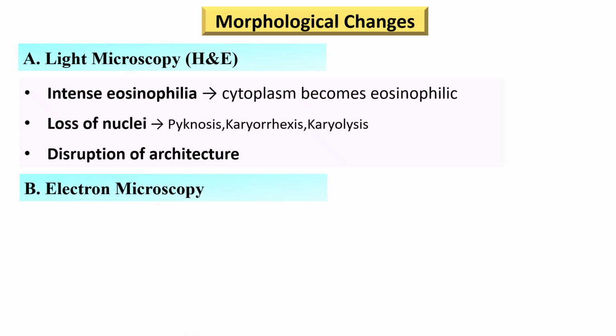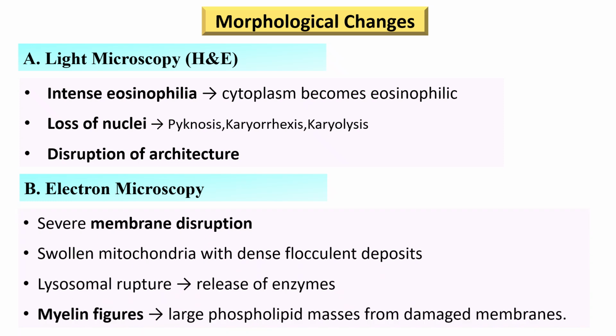What are the electron microscopy features you see in the case of irreversible cell injury? First thing is there is severe membrane disruption. The mitochondria are swollen with dense large flocculent deposits in the mitochondrial matrix, and there is lysosomal rupture leading to release of enzymes, and you will be able to see myelin figures, which are large phospholipid masses formed from the damaged membranes. Myelin figures are a characteristic feature of both reversible and irreversible cell injury.